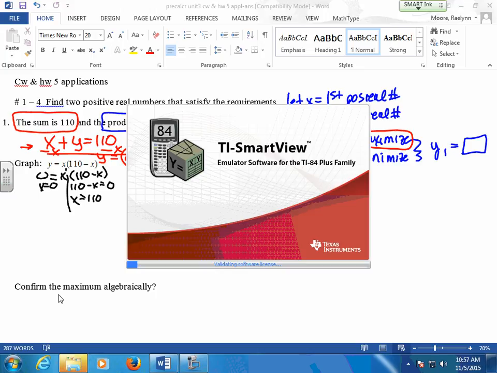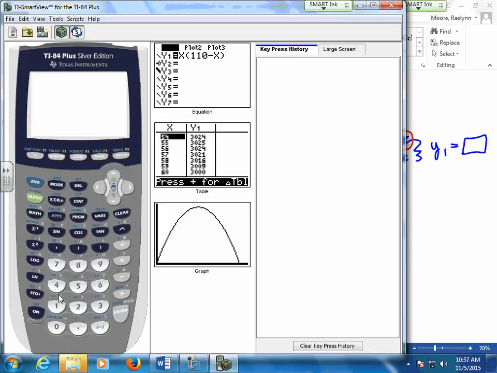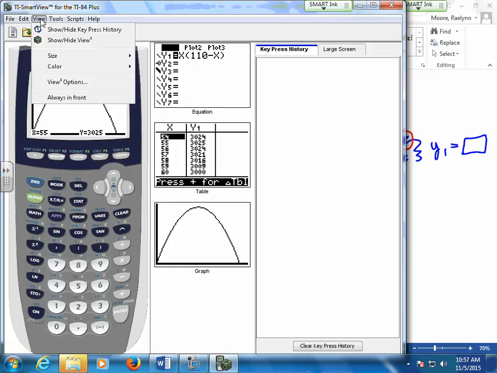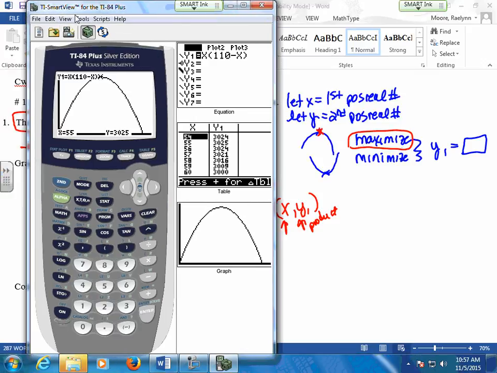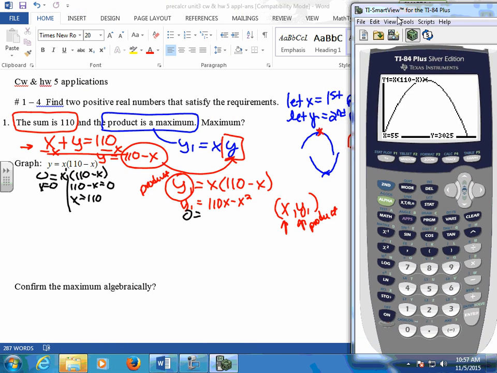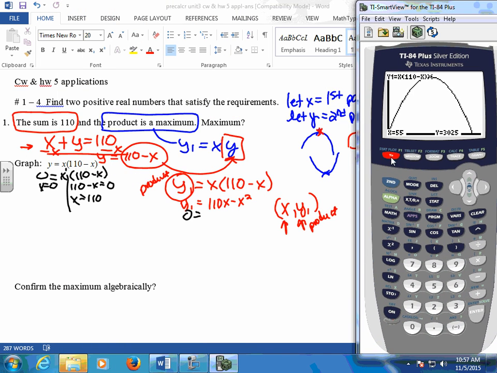We can also go to our table and say, well, for a maximum, your y is increasing, reaches a point, and decreases. We can look for that turning point. 110 is not that bad. If we have to, we can certainly find 110. So I'm going to come to here. Oh, I already have it in.